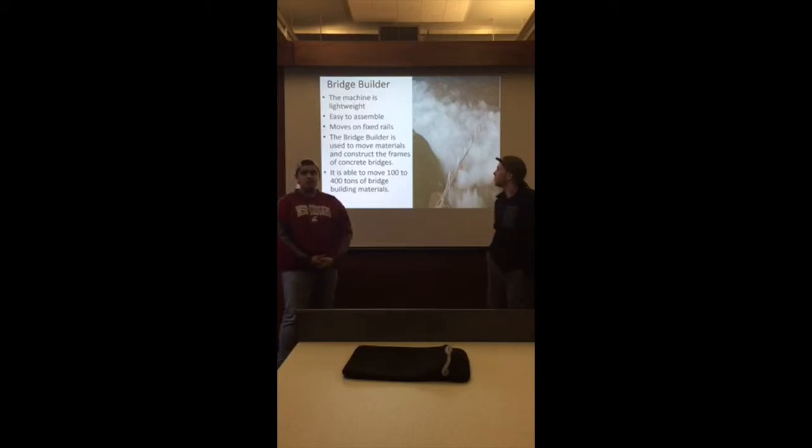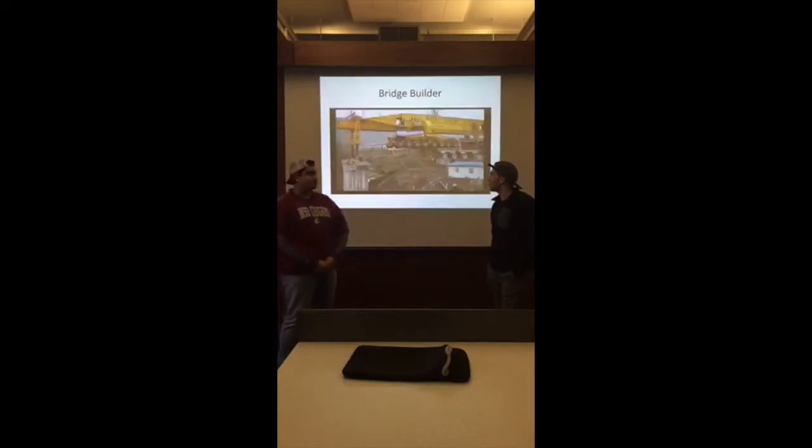This machine is super lightweight, can carry big loads up to 400 tons, and it works on a fixed rail, and it moves all the materials you need to construct a bridge. Now, as you can see here, it's a very large piece of equipment as compared to that house. It's massive, and it's unique in that it moves in almost a caterpillar type movement along the bridge, taking the concrete portions and putting them in place.